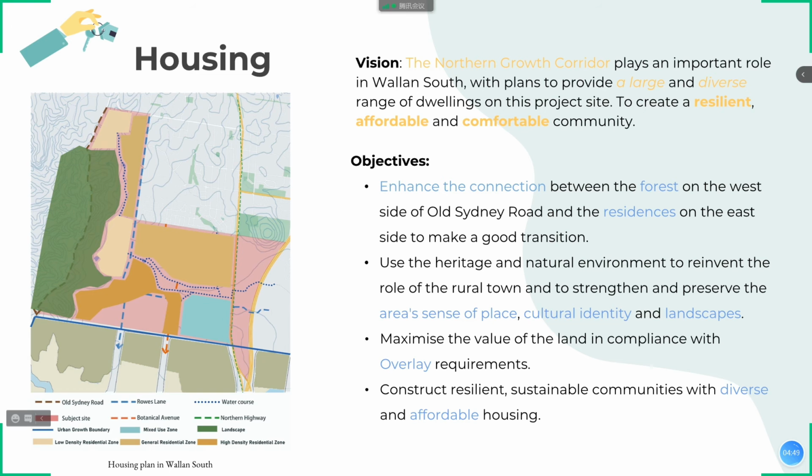The housing development on the site is influenced by the North Growth Corridor Plan, and here's the vision: to create a resilient, affordable, and comfortable community. Based on the opportunities and constraints, the plan has been made. The western area, due to the steep slope and natural landscape, provides low to medium density housing to provide a good transition between landscape and residential.